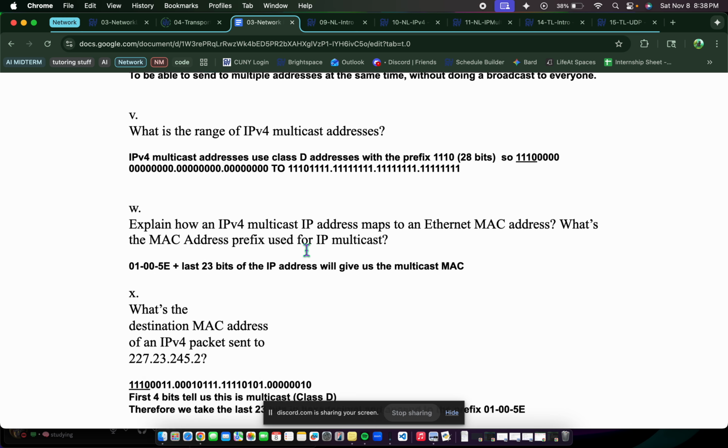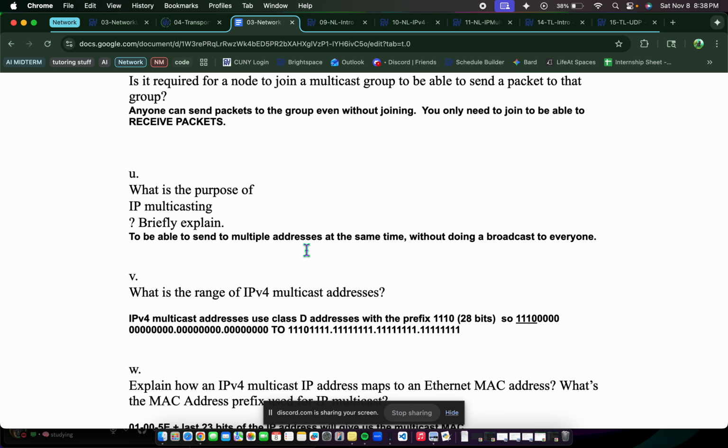Okay, almost there. What is the purpose of IP multicasting? So we have unicast, multicast, and broadcast. Unicast is one-to-one, broadcast is one-to-all, multicast is in the middle, one-to-many. So you could send to multiple addresses at the same time, and you don't have to broadcast to everyone. So why are you going to bother everyone, go through all of that bandwidth to send it to everyone when you could just send it to a smaller group.